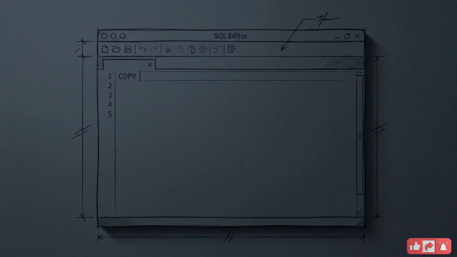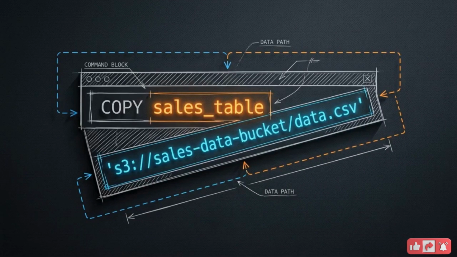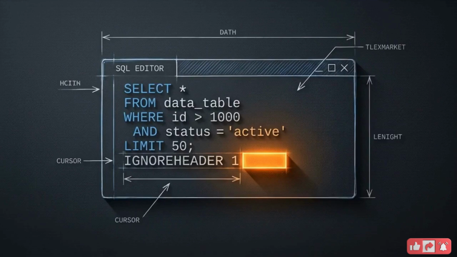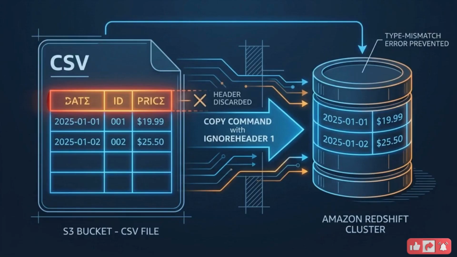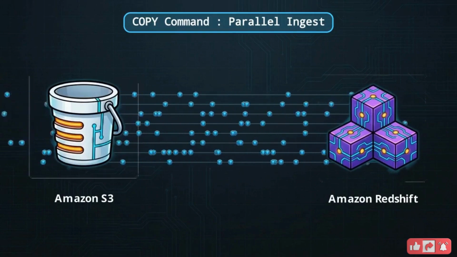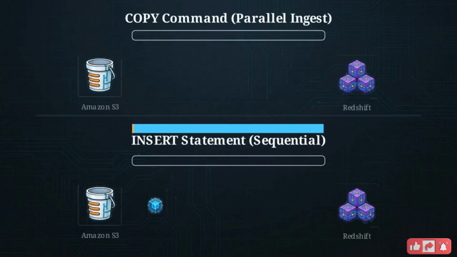This block of code shows the 3 mandatory parameters for the copy command: the target table name where data will go, the exact S3 file path pulling the data, and the IAM role ARN we created earlier to authorize the transfer. To avoid common formatting failures, you must add the ignore header 1 parameter at the end. This tells Redshift to skip the column titles in your CSV, preventing type mismatch errors. The copy command leverages this parallel ingest method to process millions of records in bulk, completing in seconds what would take minutes or hours using traditional sequential insert statements.